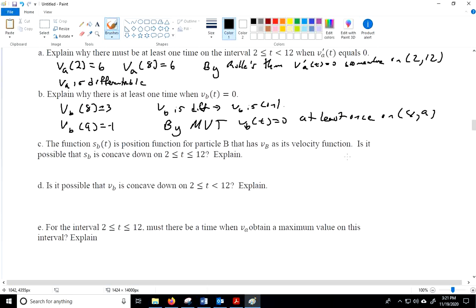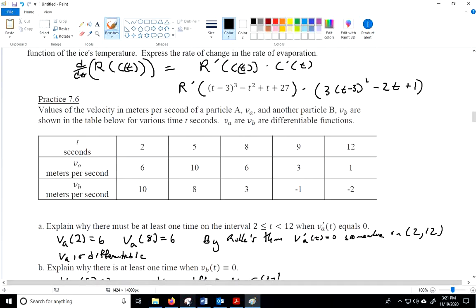I'm gonna have you do C and D now. The function s sub b of t is a position function for particle b that has velocity v of b as its function. Is it possible that s sub b is concave down? Explain. All right, so let me have you try that.